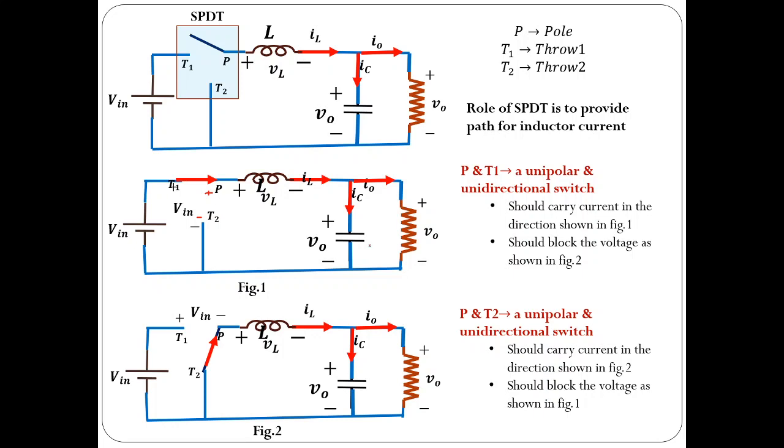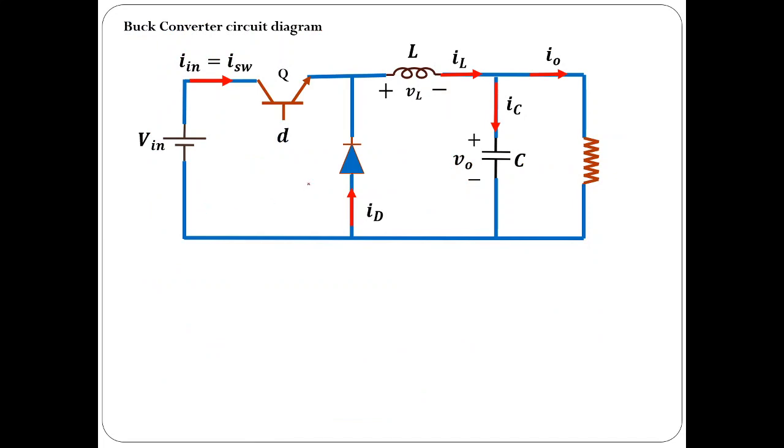But between P and T2 you need to have an uncontrolled switch. No need to worry, once you disconnect this, it is going to connect automatically. If possible you can go for an uncontrolled switch, maybe a diode, but the diode should carry current in this direction and should block voltage with this polarity. So this is the buck converter circuit diagram. I have considered transistor Q as a control switch, and the diode connected with its cathode to the switch and anode to the negative terminal of the load voltage as well as the battery. Now this is the uncontrolled switch.